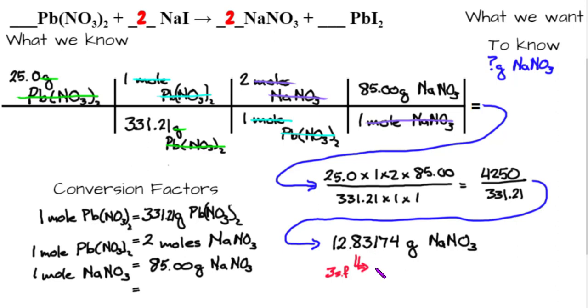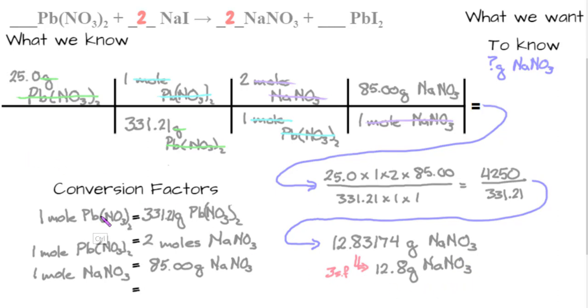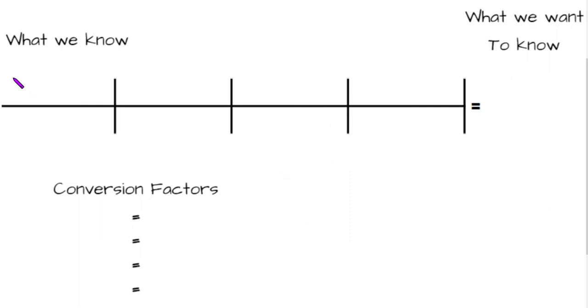So let's see, that 1 and the 2 are significant. The 8 is significant, the 3 is not, but it's important. In this case, it does not round up the 8, so I have 12.8 grams of sodium nitrate. But that's not the end of it.